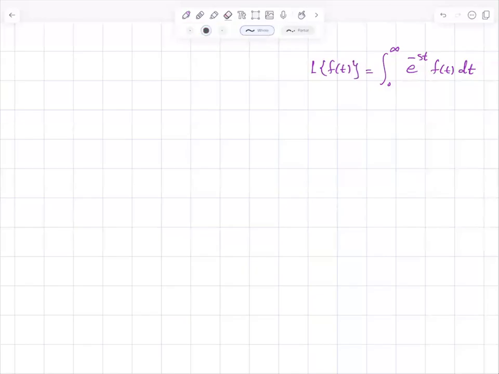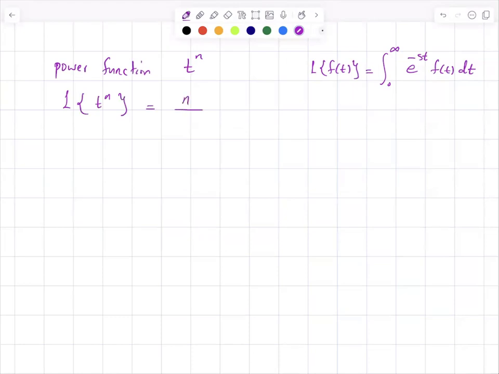Recall that the Laplace transform of a function f of t is the improper integral from 0 to infinity of e to the power negative st times f of t dt. For the power function t to the power n, the Laplace of t to the n can be written as n divided by s times the Laplace of t to the power n minus 1. We're going to use this and derive some formulas.